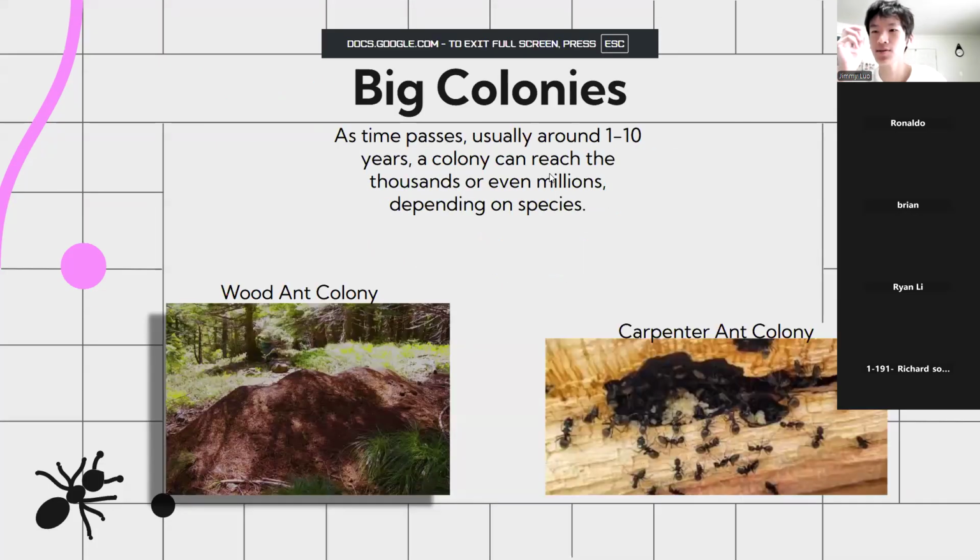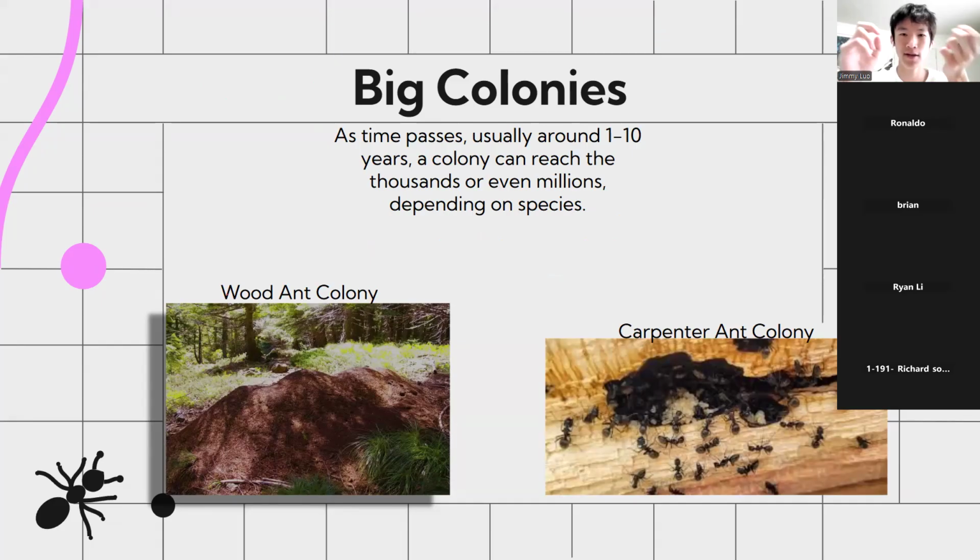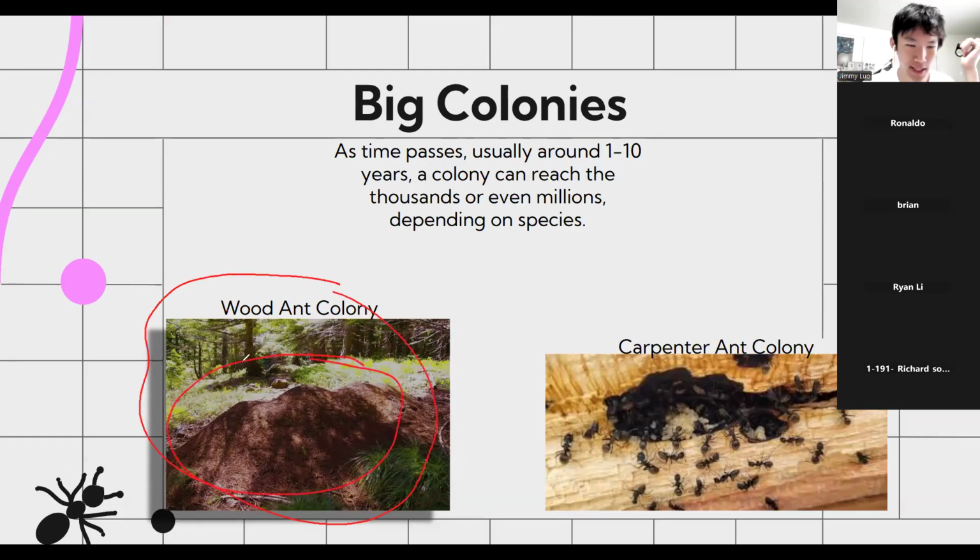And sometimes, or most of the time, ants could grow into big colonies. And usually around 1 to 10 years, colonies could reach the thousands or even millions, and it depends on the species. For example, we have a wood ant colony here, right? This entire spot in the forest is a wood ant colony. So wood ants are these cool little ants, basically Formica rufa.